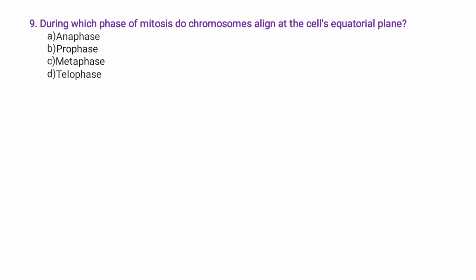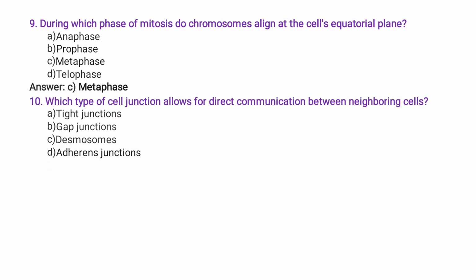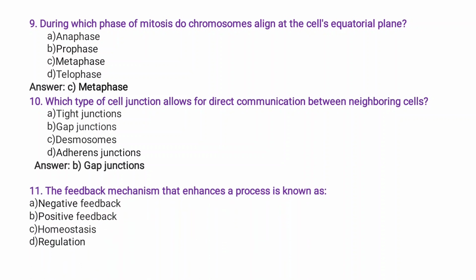Next, during which phase of mitosis do chromosomes align at the cell's equatorial plane? A, anaphase, B, prophase, C, metaphase, and D, telophase. C, metaphase. Next question: which type of cell junction allows direct communication between neighboring cells? A, tight junction, B, gap junction, C, desmosomes, and D, adherens junction. So gap junction, B, is the correct answer.